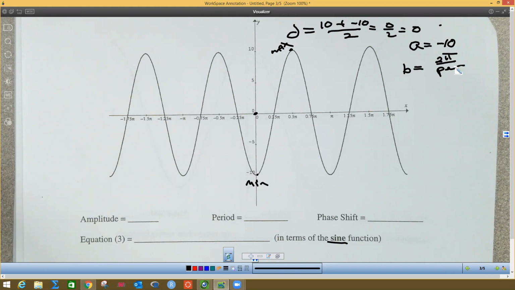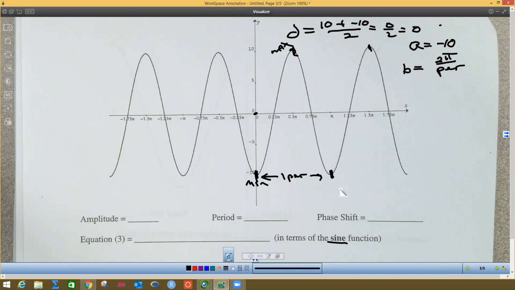How do you tell what a period is from looking at a graph? Anybody? Min to min, or max to max, or 0 having a top hump and a bottom hump. Any one of those. So what I'm going to do is start at this max, and come over here to this min, or sorry, this min to this min. That's one. This is one period. I could have gone from this max to this max. It's still one period.